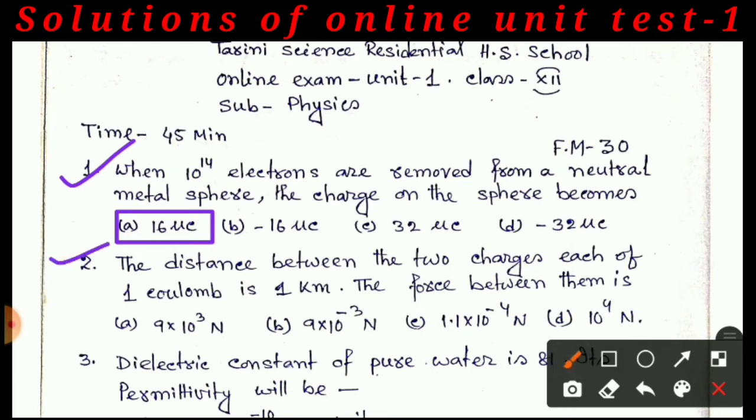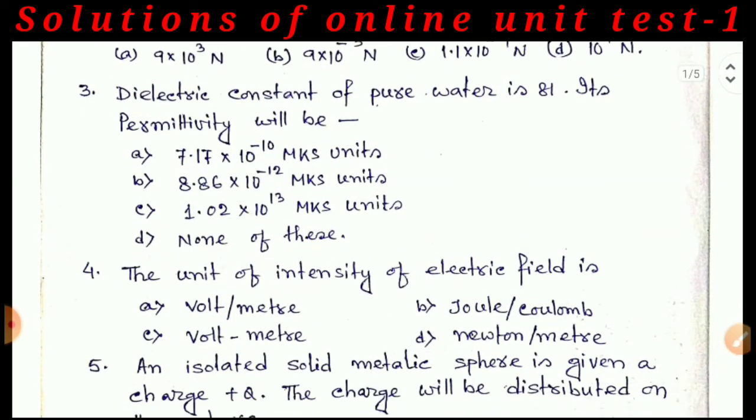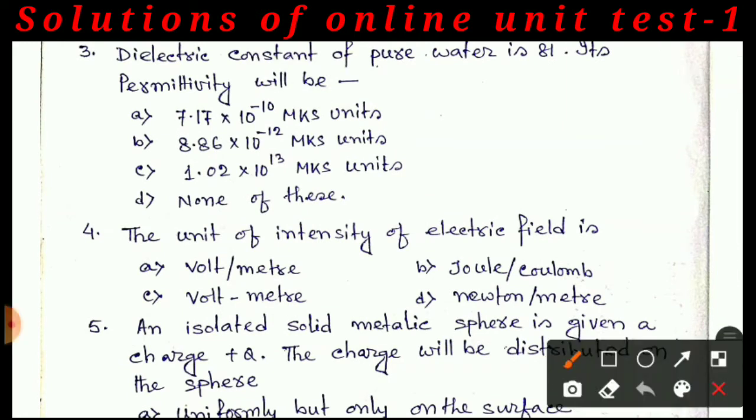Second question: the distance between the two charges, each of 1 coulomb, is 1 kilometer. The force between them is, answer will be 9 into 10 to the power 3 Newton. Third question: dielectric constant of pure water is 81. Its permittivity will be, option A is the right answer, 7.17 into 10 to the power minus 10 mks unit.